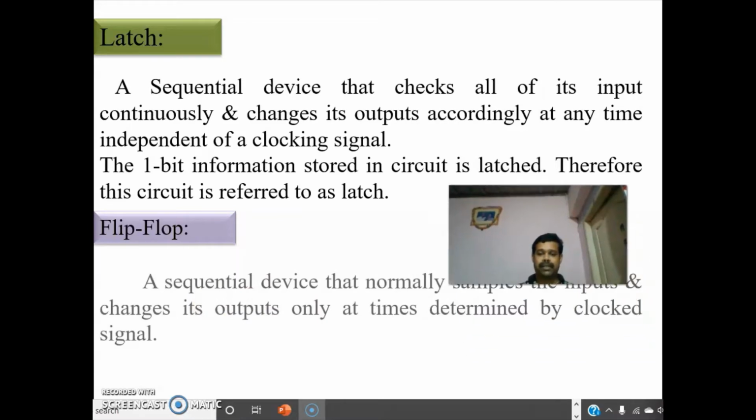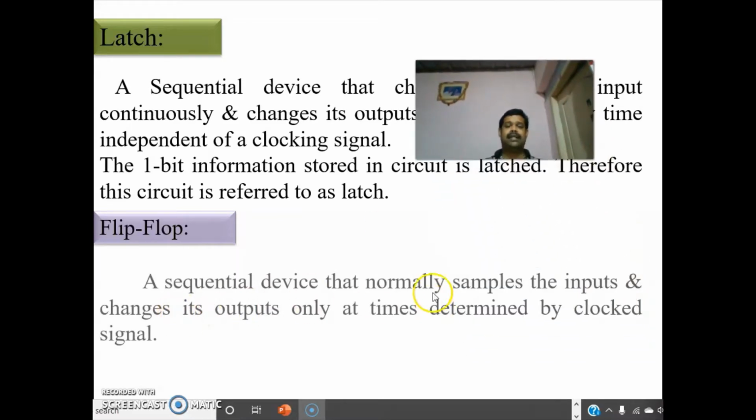A flip-flop is also a sequential device that normally samples the input and changes its output only at times determined by the clock signal. So the flip-flop will change its state with respect to the clock signal, and the latch will change its state at any time, independent of the clock signal. In simple terms, a flip-flop is a 1-bit storage element.